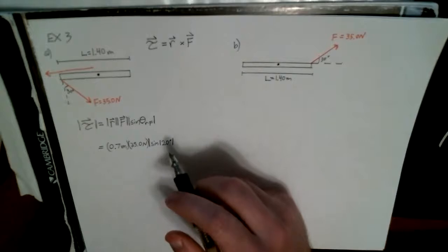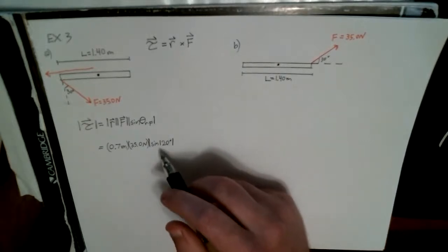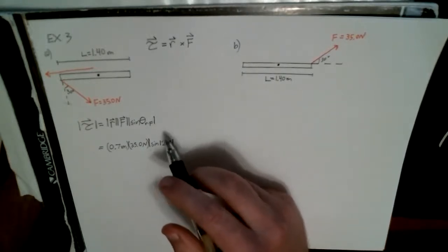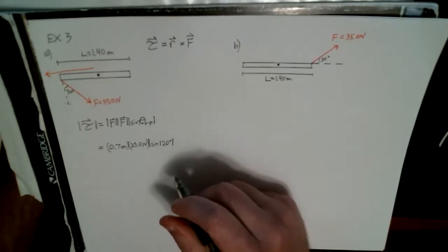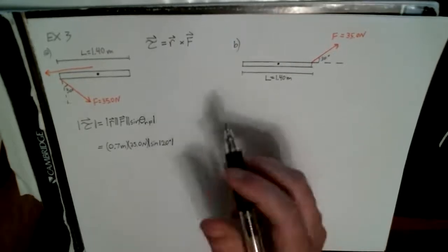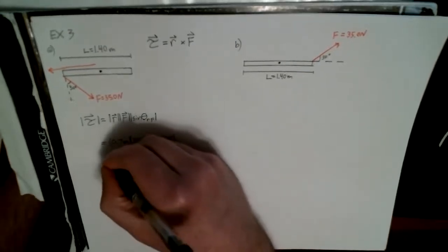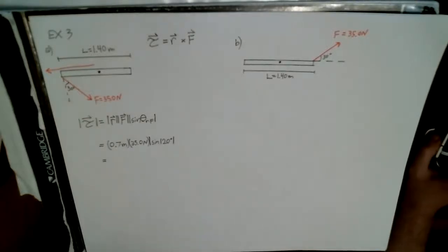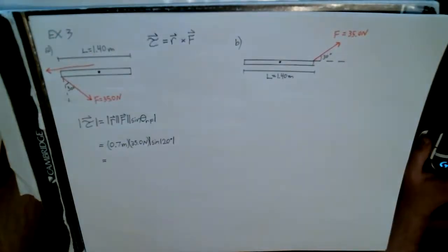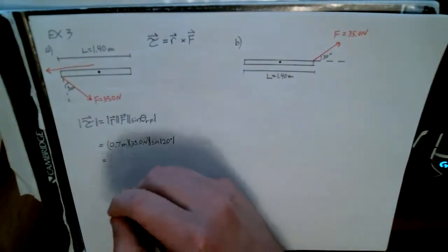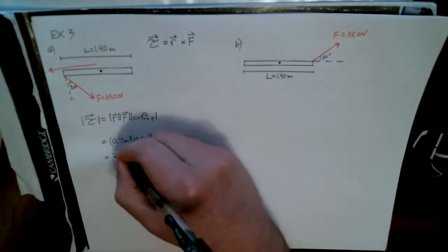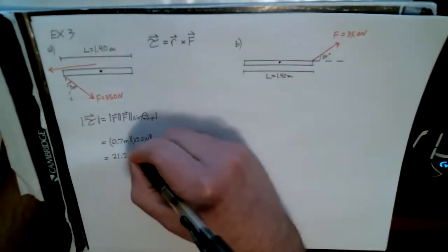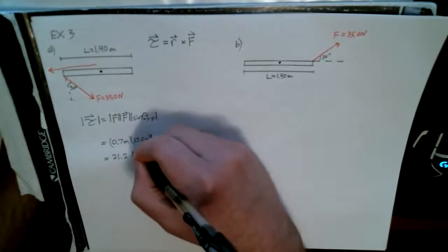The reason I put this in absolute value is I don't want to worry about the positive or negative signs. I'm going to assign that when I figure out my direction. So I wanted to keep the magnitude of my vector positive. And plugging the numbers into our calculator, we get a magnitude of 21.2 newton meters for our torque.